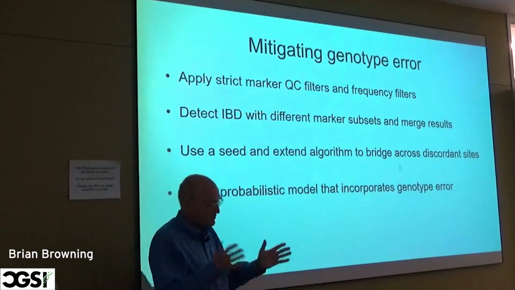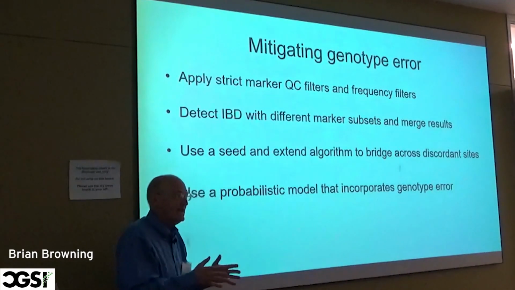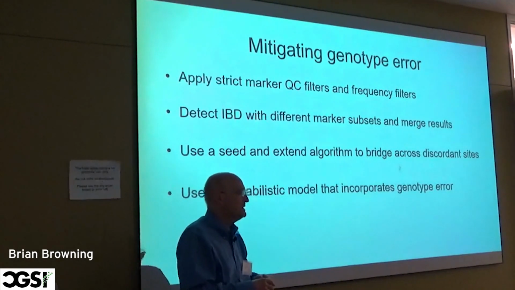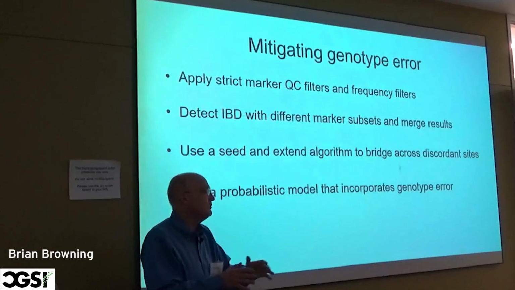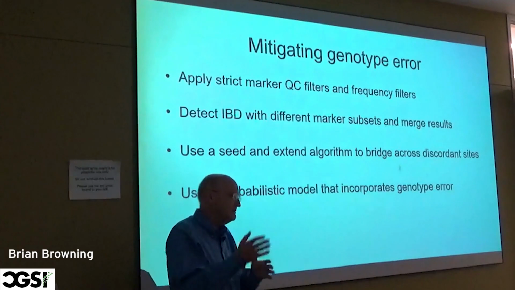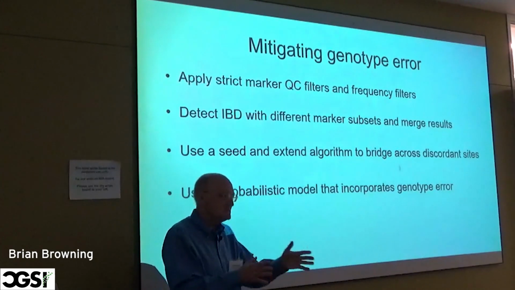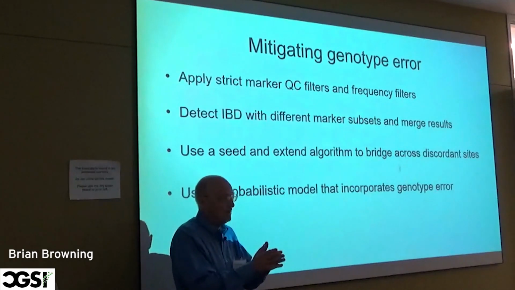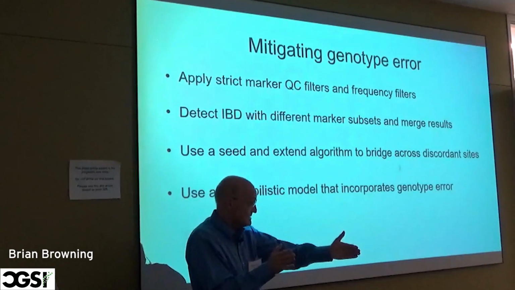In their approach, they take random subsets, and the thought is that one of our subsets of markers likely will not contain any discordant alleles, because discordant alleles are there, but if we take enough random subsets, we'll find one that doesn't have the discordant alleles, and that'll allow us to recognize that we have a long shared allele segment.